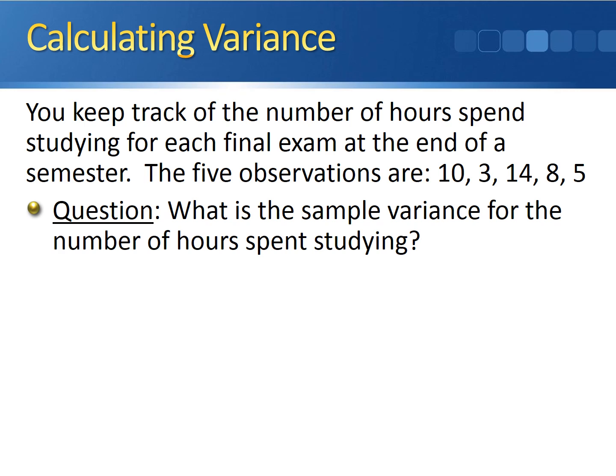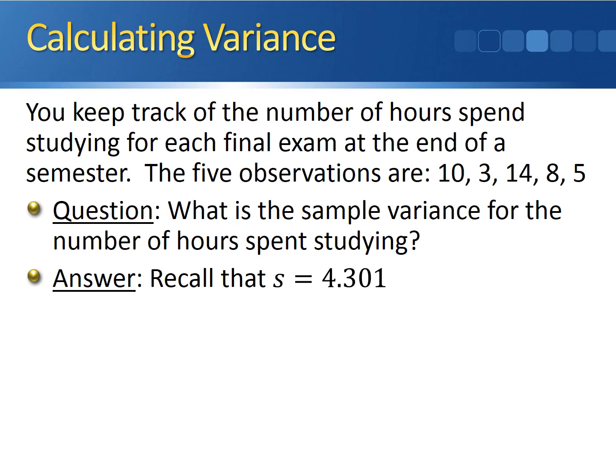We're working with the same example that we had before, the total number of hours that you spend studying for each of your 5 finals at the end of the semester. Same 5 observations, 10, 3, 14, 8, and 5. But instead of calculating the sample standard deviation, what we want to do is calculate the sample variance. If you recall from the earlier example, our sample standard deviation was 4.301.